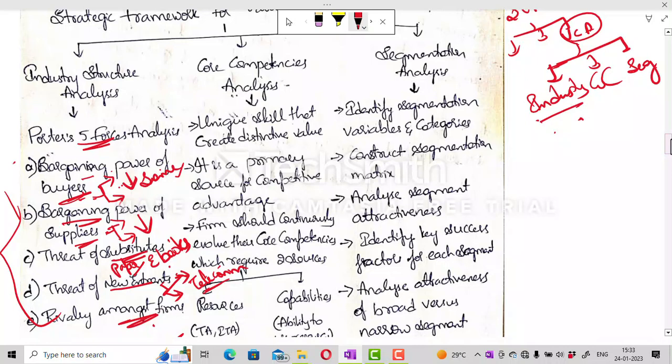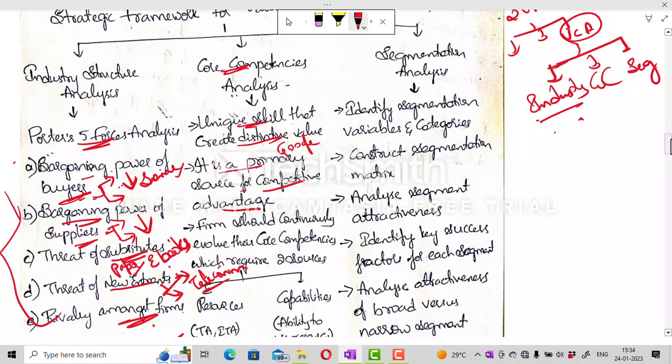And core competence analysis. Every firm should have a unique skill to create distinct value for its customers. For example, Google. It gives the best results when compared to any other search engine, and it is a primary source of competitive advantage. Your product result will be your competitive advantage. It will create importance or advantage over the other competitors.